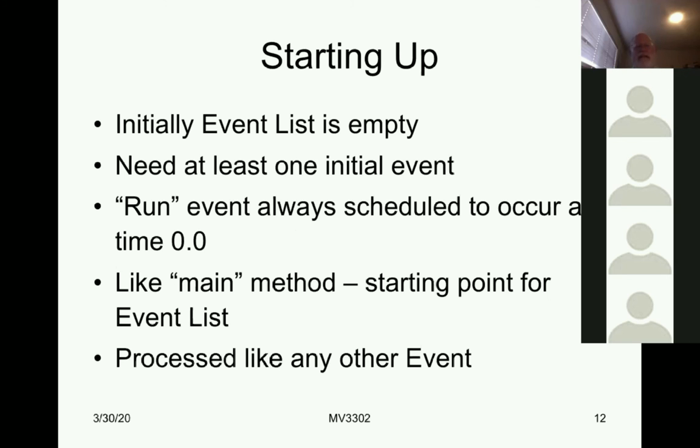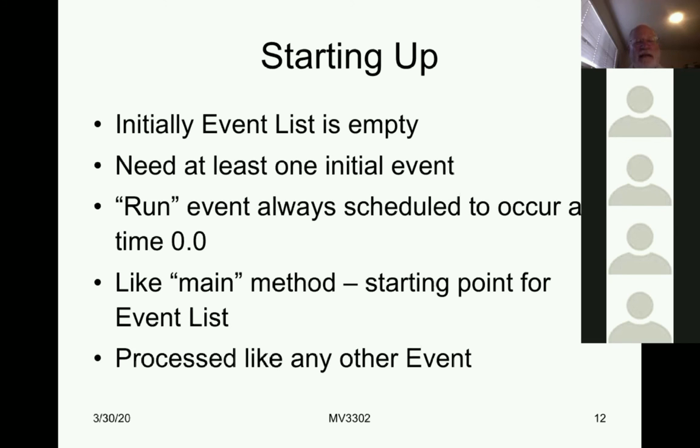Okay, so now if you think about what a sorted set is, if you were to instantiate a sorted set, it would initially be empty. The algorithm says, okay, as long as the event list is not empty, we'll keep processing, but initially it's going to be empty. So you've got to kickstart it in some way. In other words, you need at least one initial event. And that initial event is what we call run. There's kind of a historical reason for run, but that's just what it's called.